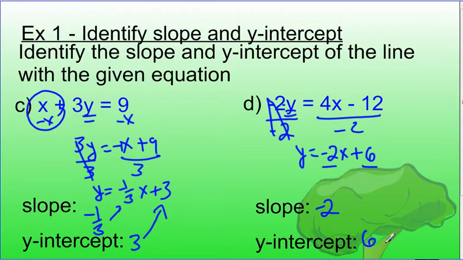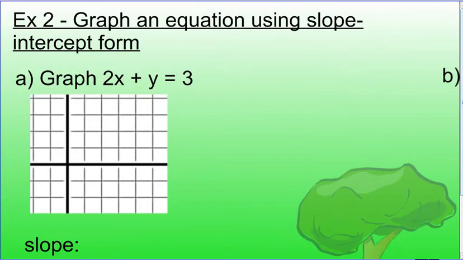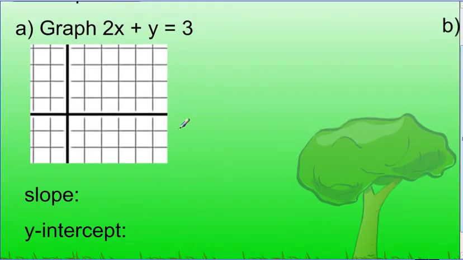Now, we're going to be able to use this information and do kind of the same idea. We're going to take an equation, find the slope, find the intercept, and now the next thing we're going to add is we're actually going to graph that line. So here we have letter A. Graph 2x plus y equals 3.